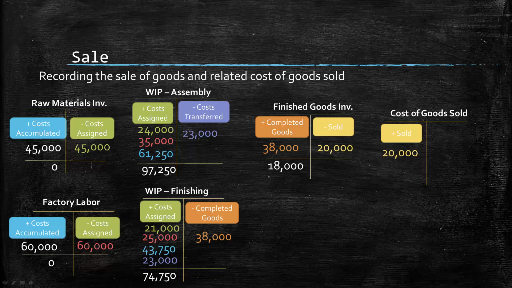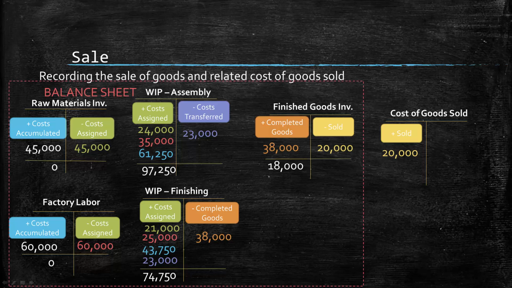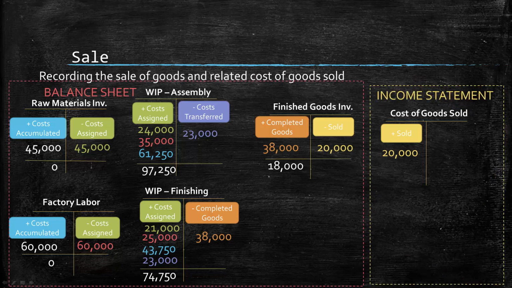And remember, as we are moving goods, our work in process accounts, our inventory accounts, those are all assets that are on our balance sheet along with our finished goods. And then once we sell those items, that's when we create our cost of goods sold, which is what shows up on our income statement. Okay, and now we've gone through all of the journal entries for the accumulation, the assignment, the transfer, the completion, and sale of goods under process costing.